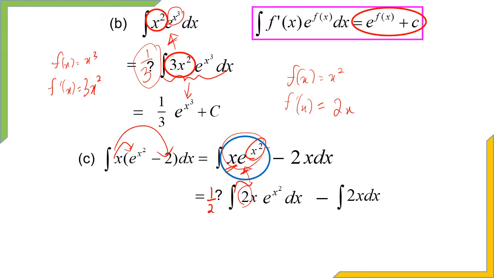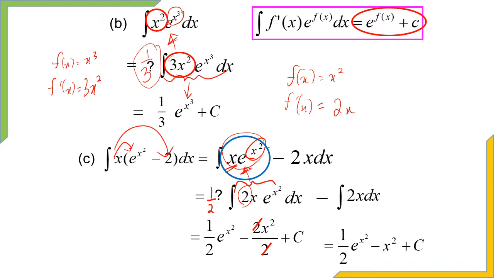So the integral of 2x e to the power of x squared will be e to the power of x squared. So 1 over 2 of e to the power of x squared, and then integrate the 2x will be 2x squared over 2, which is equal to x squared. So the final answer is equal to 1 over 2 e to the power of x squared minus x squared plus c.